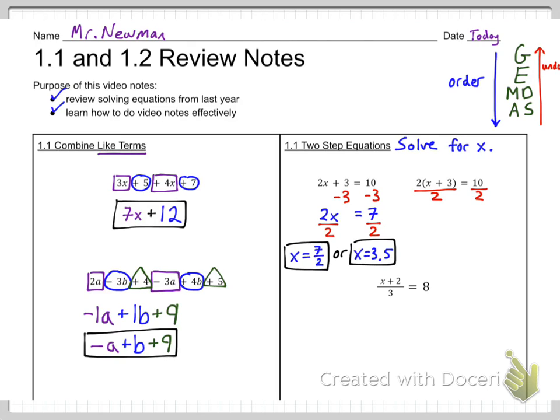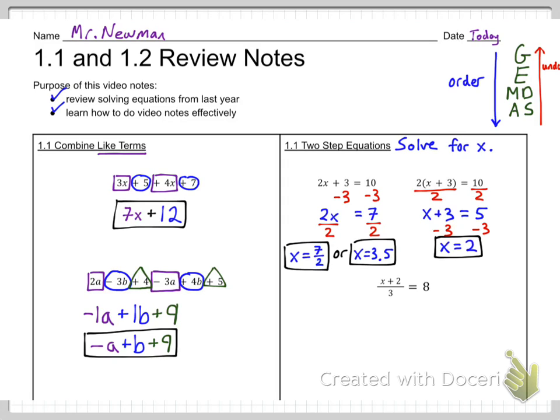So you're going to actually need to undo the multiplication first because it's lower on GEMDAS. And when we undo multiplication, we divide by 2. So let's divide both sides by 2. We get x plus 3 equals 5. And to undo the plus 3, we're going to subtract 3 from both sides. So we get x equals 2. Go ahead and take a moment and try the next problem on your own.